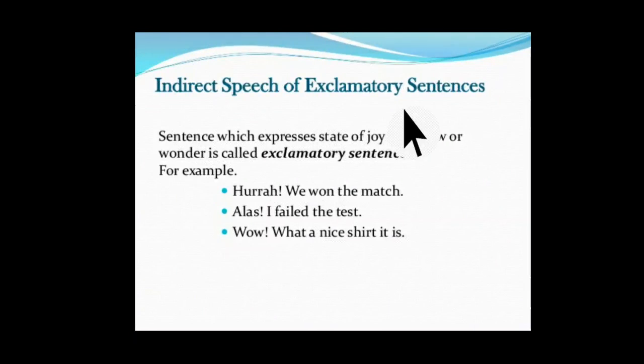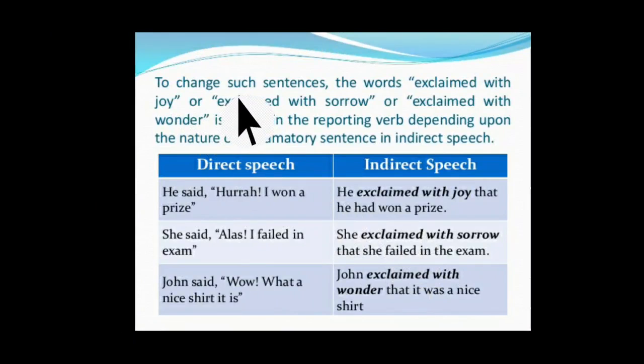Now, indirect speech of exclamatory sentences. Sentences which express a statement of joy or sorrow or wonder are called exclamatory sentences, जो हमने parts of speech में पढ़ा है detail में. For example, Hurrah! We won the match. Alas! I failed the test. Wow! What a nice shirt it is. They are called exclamatory sentences. To change such sentences, the words exclaimed with joy, exclaimed with sorrow or exclaimed with wonder are added in the reporting verb depending upon the nature of the exclamatory sentence in indirect speech.